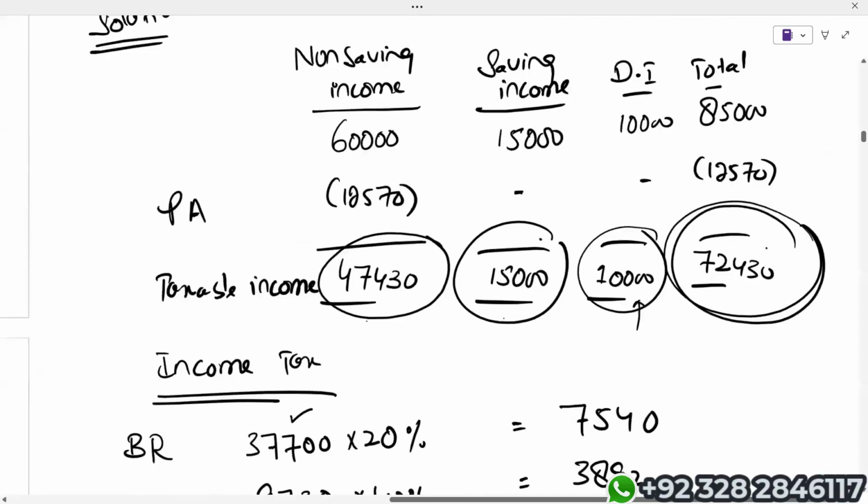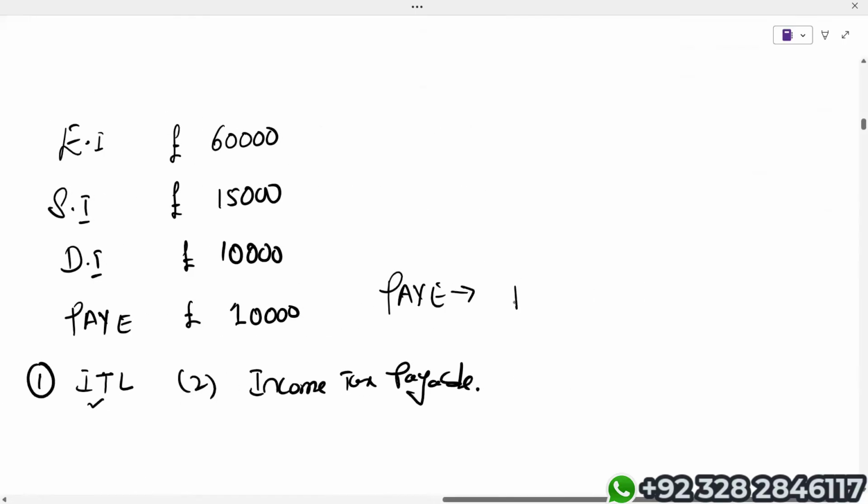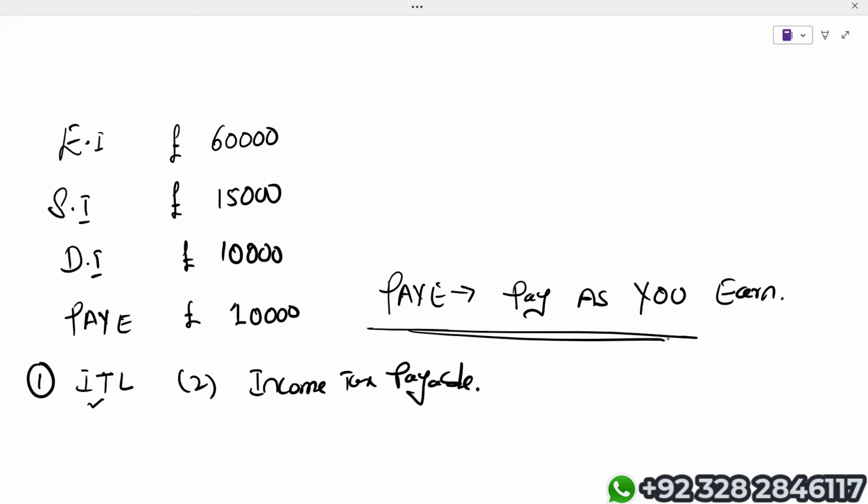But in the same question, we have got PAYE as well. What is the meaning of PAYE? Pay as you earn. Simply, this is the tax which you have paid in advance. Normally, when you are working somewhere as an employee, then you pay tax under PAYE. So what is PAYE? Pay as you earn. Simply, this is the tax which someone has already paid in advance. So the amount of PAYE is 10,000.